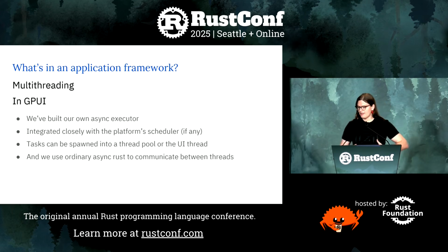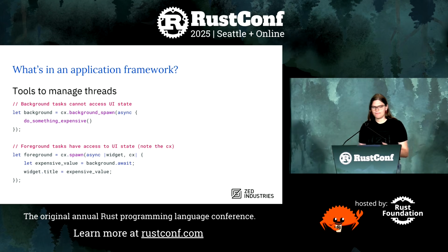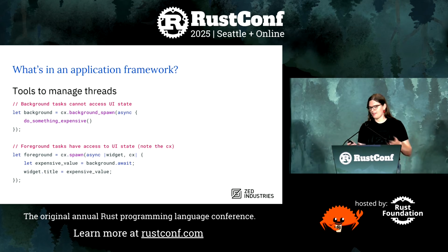We built our own async executor as a thin wrapper around a platform scheduler, and we provide distinct APIs for UI thread concurrency and non-UI thread parallelism. This all boils down to two simple methods: background_spawn for creating a task on a separate thread pool, and spawn for creating a task on the UI thread with access to UI state.